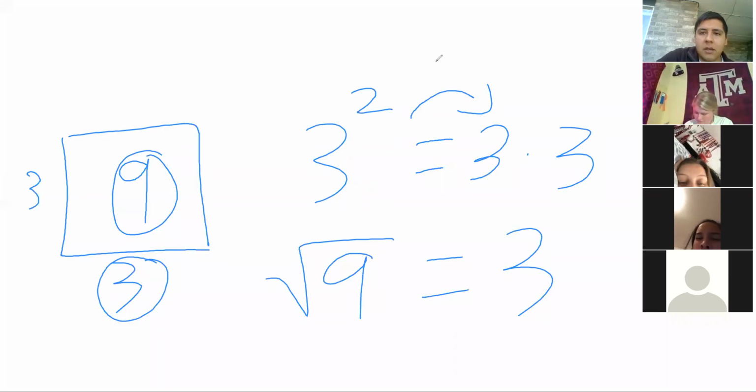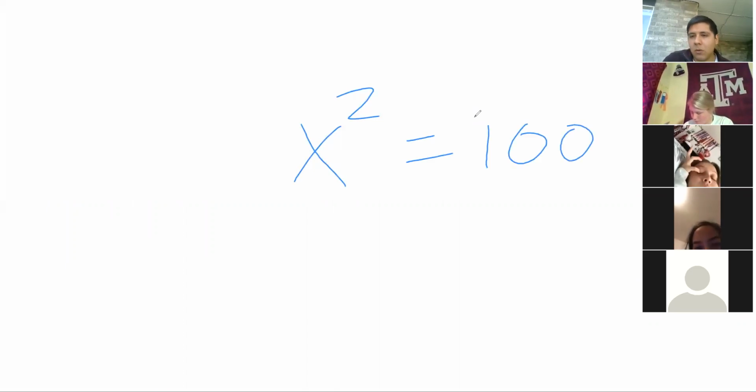And when we're actually solving equations, let's say we have x squared is equal to 100, okay? So to solve this equation, remember we need to do the opposite operation, right? So since we're squaring, how would we find x in this situation?